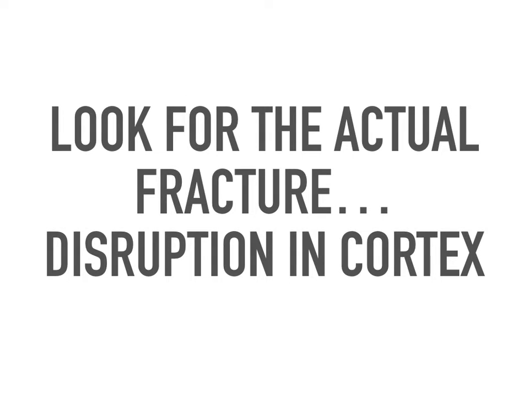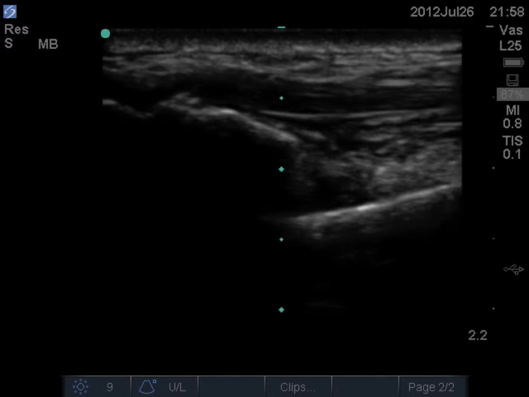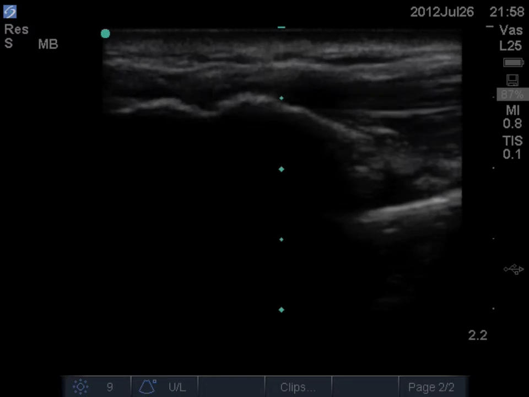Now that we've looked at a couple normal distal wrists, let's look at some pathology. Remember, in this case we are looking for the actual fracture, the disruption to the normally smooth, bony cortex. Is there a disruption in the smooth hyperechoic line, which is the bony cortex?